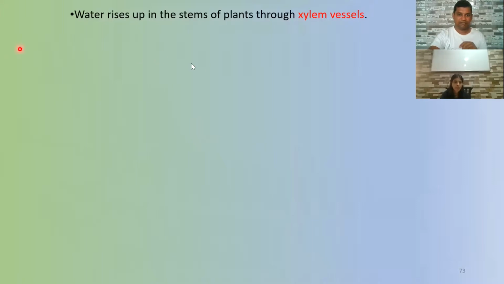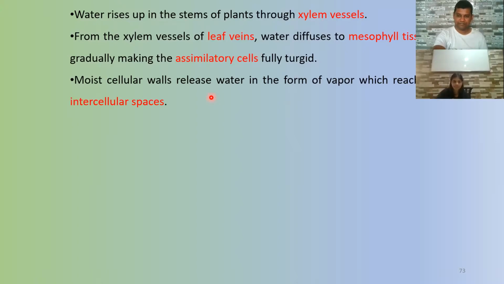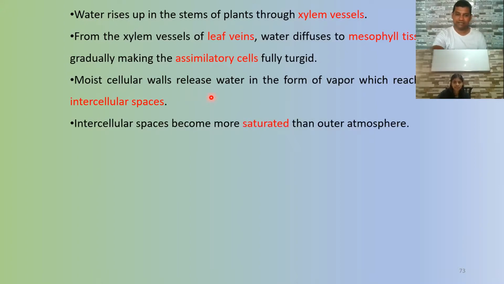The same thing again: water rises up the stem through the xylem vessels, through leaf veins into the mesophyll. The mesophyll cells get the water and become turgid. Even after that, excess water keeps coming, so they release the water in the form of vapor, which reaches the intercellular spaces.